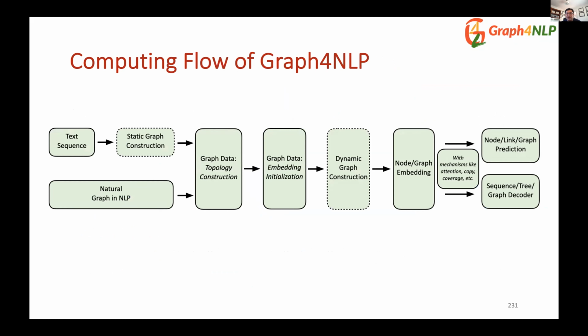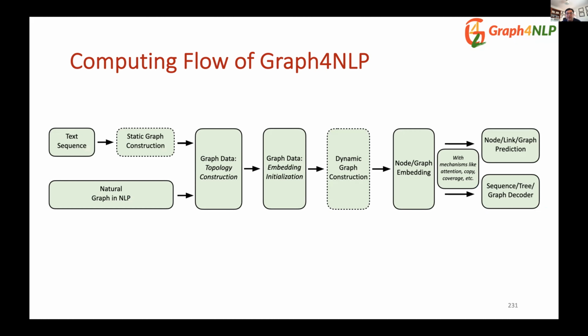There are two possible scenarios. The first scenario is that you have a text sequence. You can construct a static graph. The low-level API is already provided there, so you can use it like a graph data topology construction, and then you can define the data embedding to initialize the embedding. And then you can optionally choose a dynamic graph construction. If you don't choose the static graph construction, of course you need to choose a dynamic graph construction.